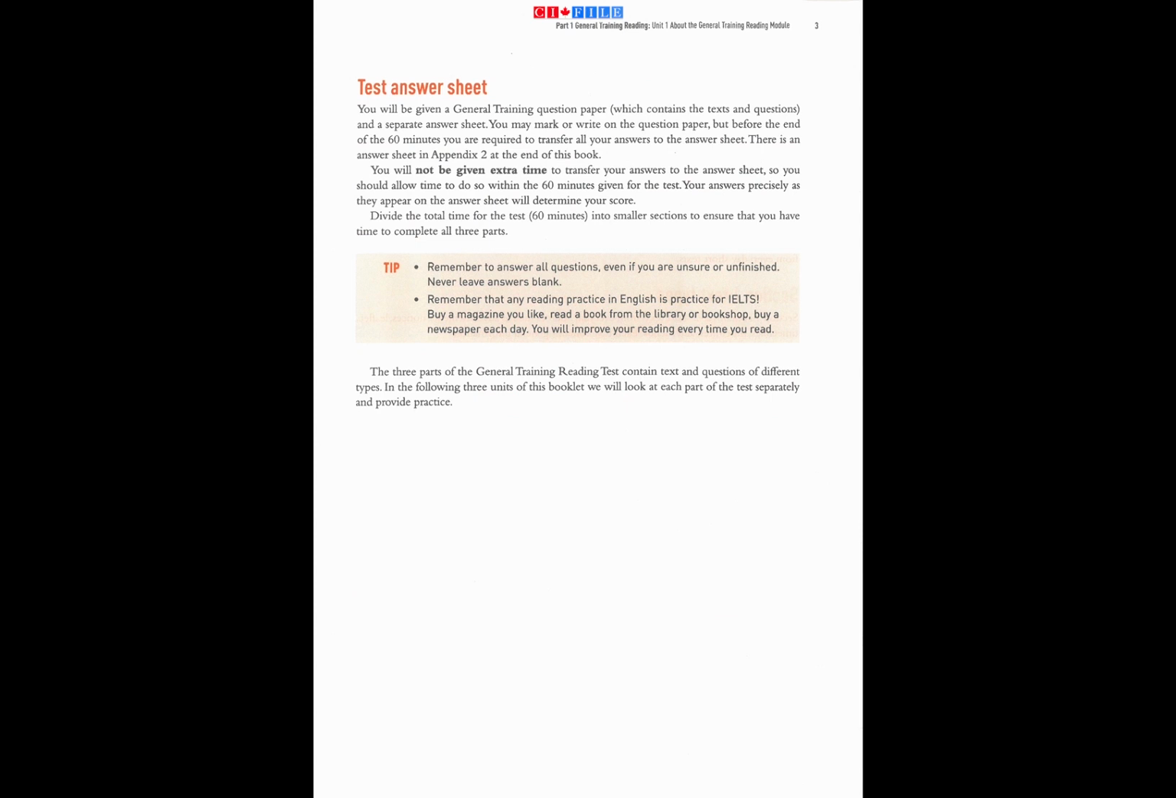Test answer sheet. You will be given a general training question paper, which contains the texts and questions, and a separate answer sheet. You may work or write on the question paper, but before the end of the 60 minutes, you're required to transfer all your answers to the answer sheet. You will not be given extra time to transfer your answers to the answer sheet, so you should allow time to do so within the 60 minutes given for the test. Your answers, precisely as they appear on the answer sheet, will determine your score.